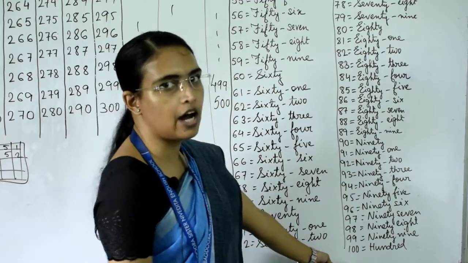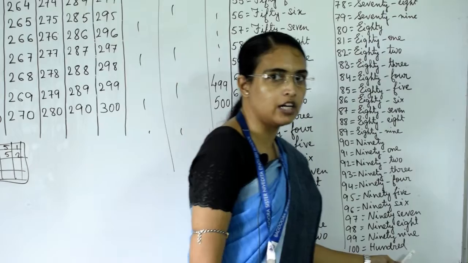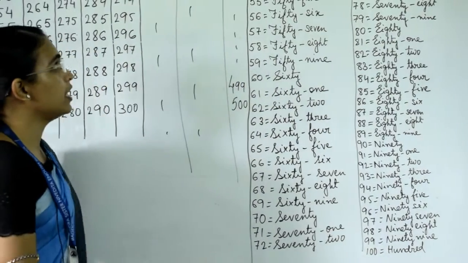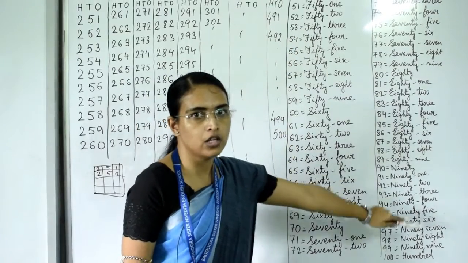And the last one is 100. What is the spelling of 100? HUNDRED, 100. Okay, so in this way you have to write the number name from 51 to 100.